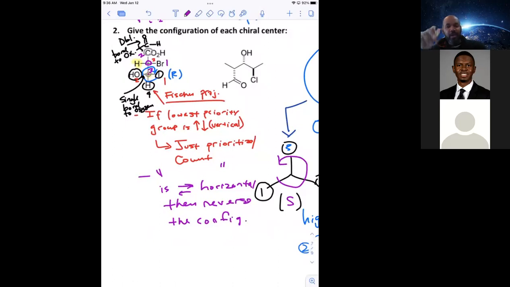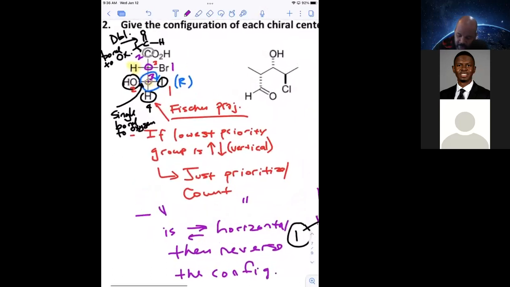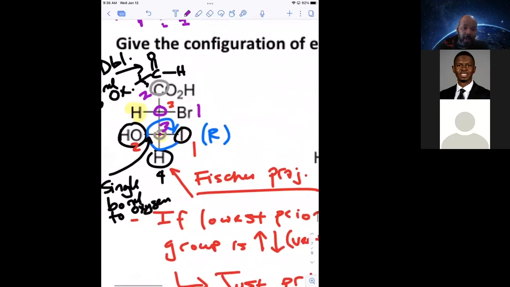So let's count it up. We said bromine is 1, and then the carboxylic acid is 2, and then the other carbon at the bottom is 3. So which way is that? Right now, if I just count it, it's actually S. Yes, it's S. But since the hydrogen is horizontal, I have to call it R.